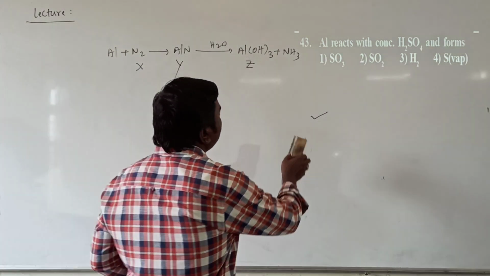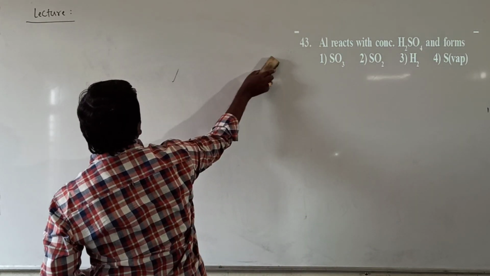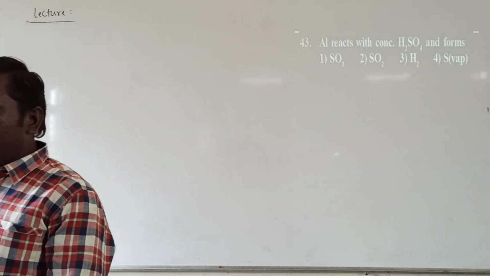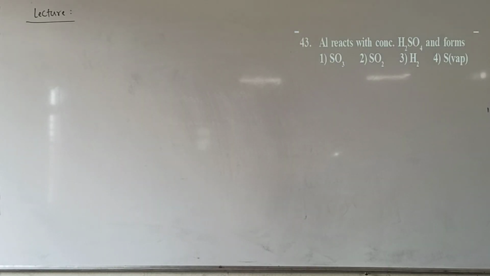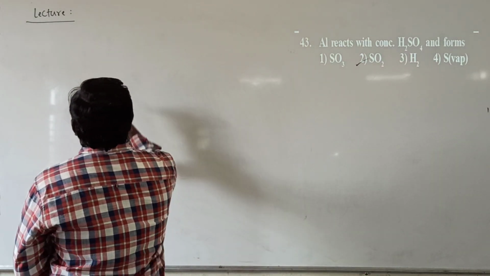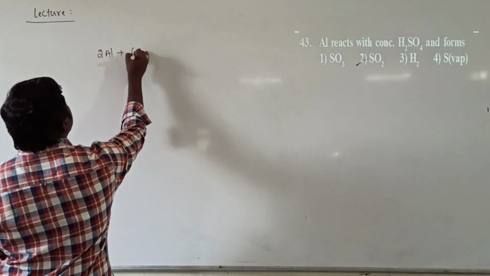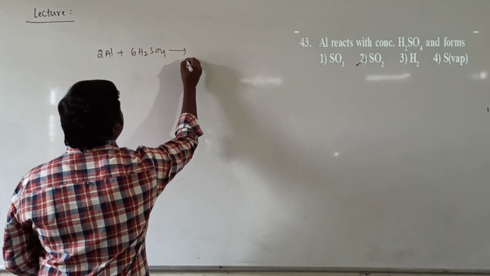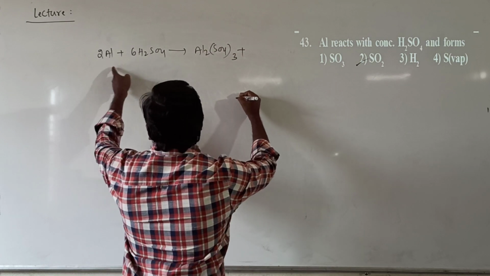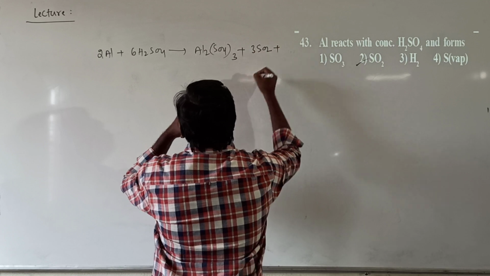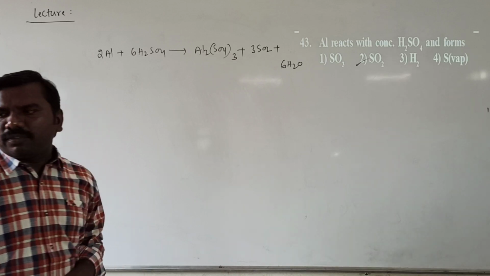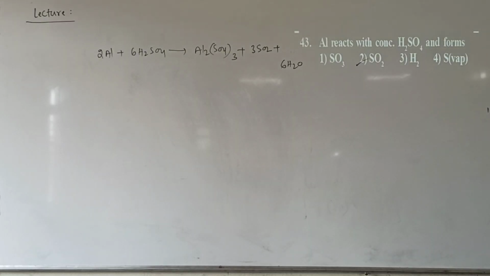Next, aluminium reacts with concentrated H2SO4, then forms... The gas that will be liberated is SO2 gas. 2Al plus 6H2SO4 gives us Al2(SO4) thrice plus the remaining 3SO2 plus 6H2O. Sulfur dioxide gas will be removed.